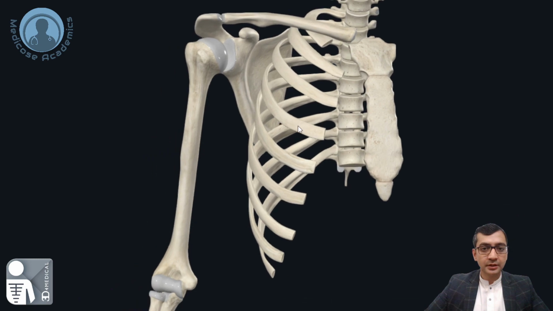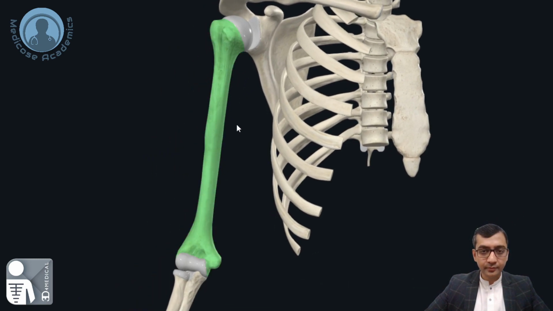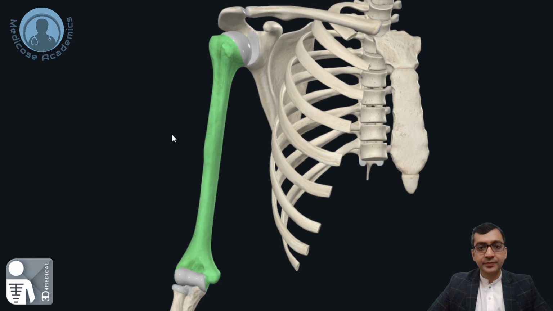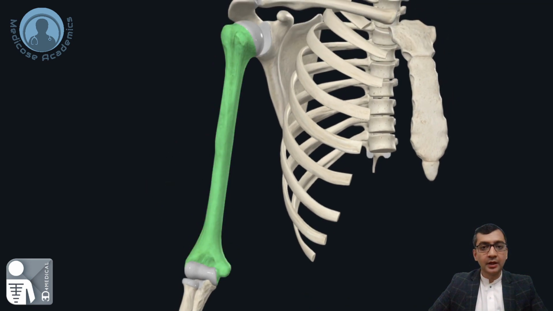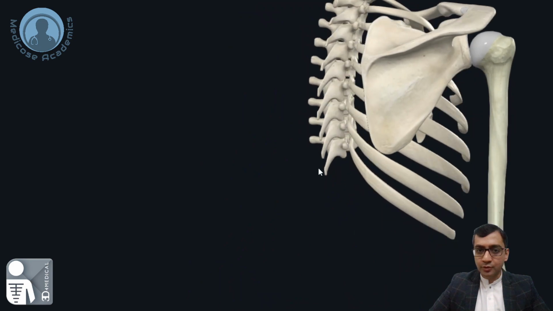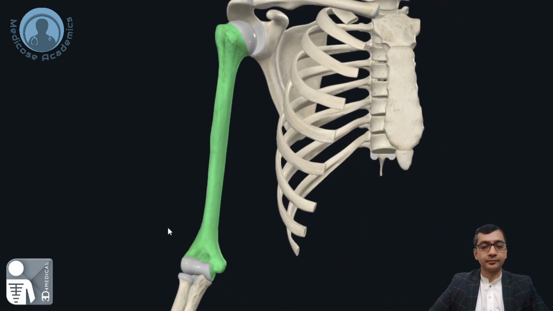Next comes the bone of the arm. You can very clearly feel it in your arm. This is the humerus. It is connected to the scapula above and it is connected to the bones of the forearm below. This is the humerus. So this is the bone of the arm, the bone of the brachium.